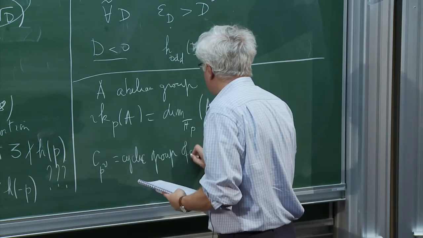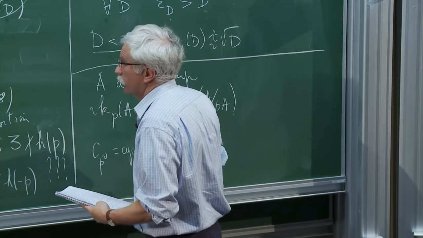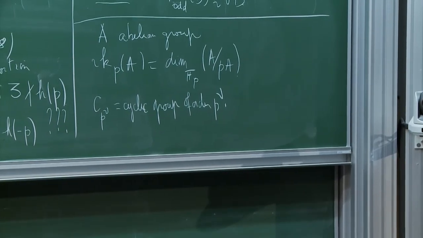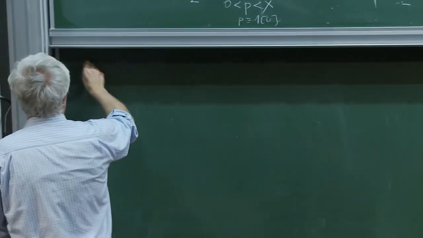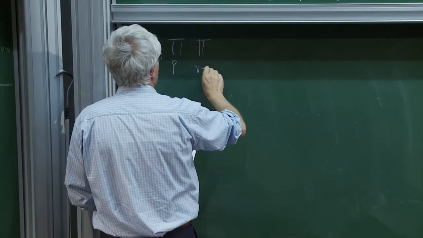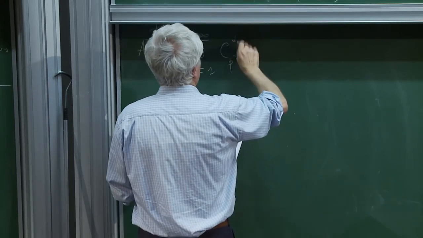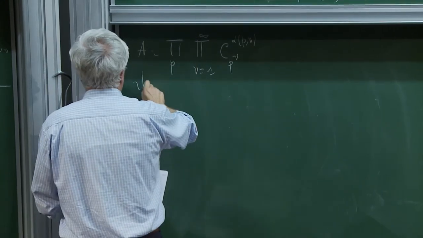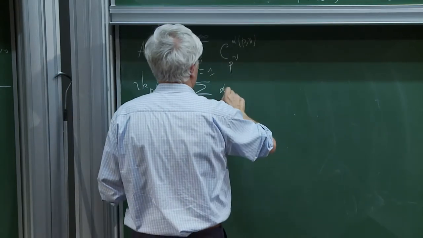Of order p^ν, and if you write, maybe it's to have a feeling. So suppose that you write this as a product over all ν from 1 to infinity of a cyclic group, each one appearing with a frequency α_{p,ν}, then the p-rank is the sum of the α_{p,ν}.